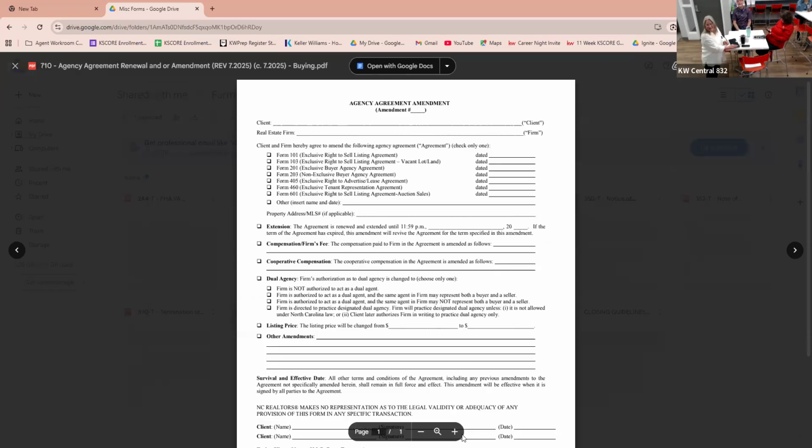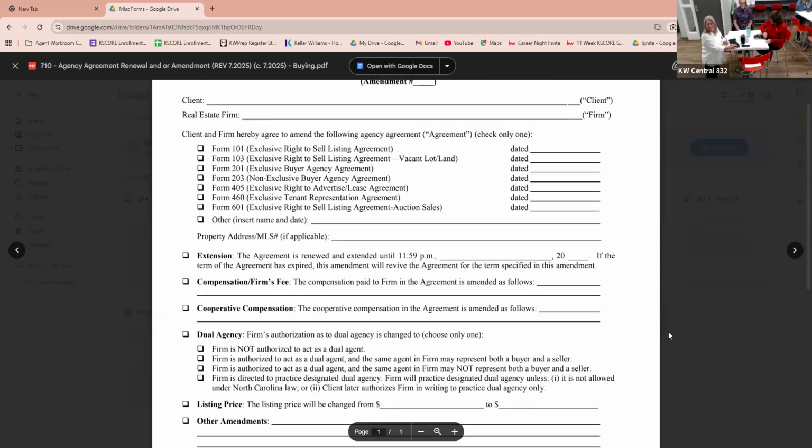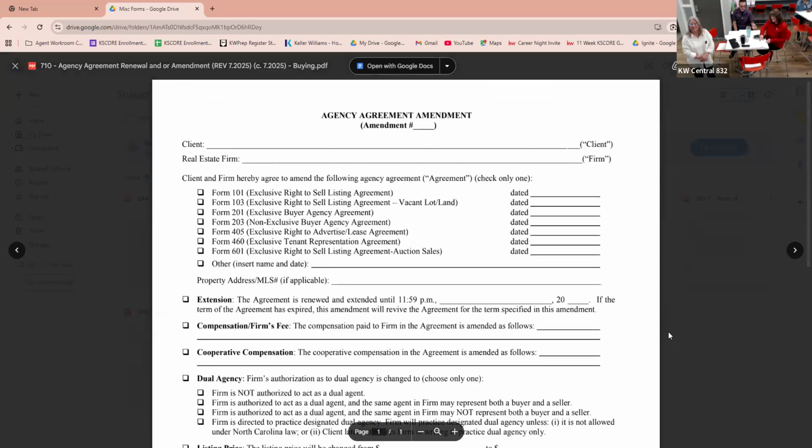All right, here is your other form that fixes everything. Agency agreement and amendment. Note that it has a number, so there can be more than one of these, and they just stack on top of each other. If you were to do a second one, you don't need to go back and put the information from one into two. It's there.